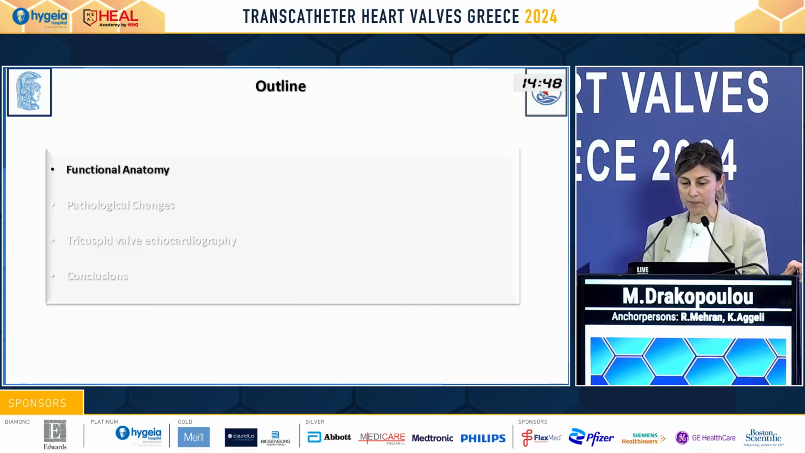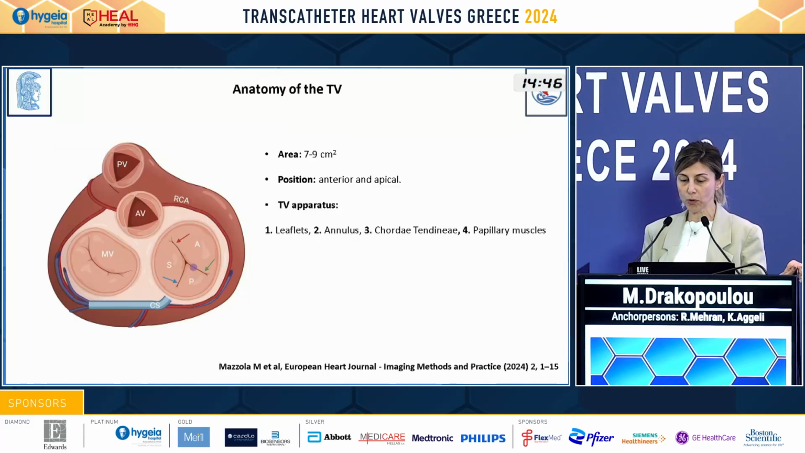For the next few minutes, we will talk about the anatomy of the tricuspid valve and the echo findings. Starting from the anatomy, we all know that the tricuspid valve is the largest valve of the heart, and it has an area of 7 to 9 centimeters square, and the position is anterior and apical.